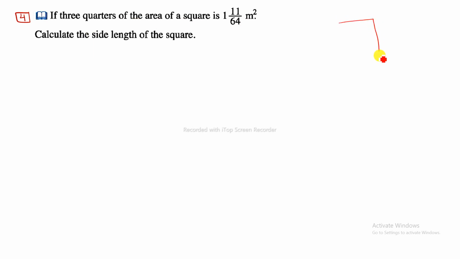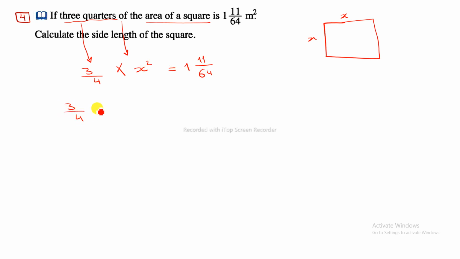Same steps. Let the side length of the square be x. Here it says 3 quarters, meaning 3 over 4 times the area of the square, which is x power 2, is equal to 11 over 64. So 3 over 4 multiplied by x power 2 is equal to, convert this to a fraction, 64 times 1 is 64 plus 11 will be 75.